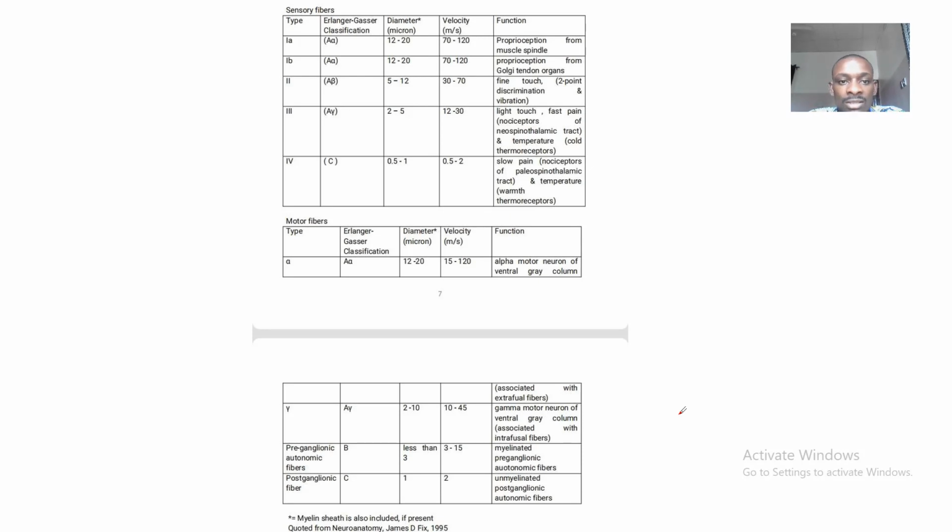Okay, so this is just a table showing sensory fibers and also motor fibers. There is the Erlanger-Gasser classification, the diameter in microns, the velocity, and the functions. I don't think anybody will ever ask you about this table, all right? But you could just read about it so that you have it at the back of your head. Maybe it might help you somewhere, okay?